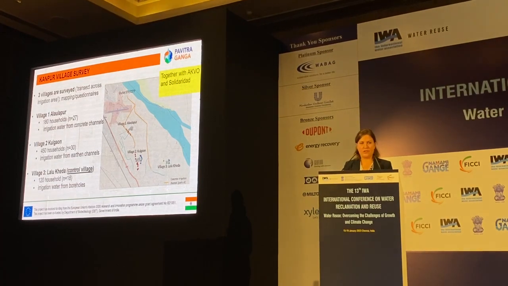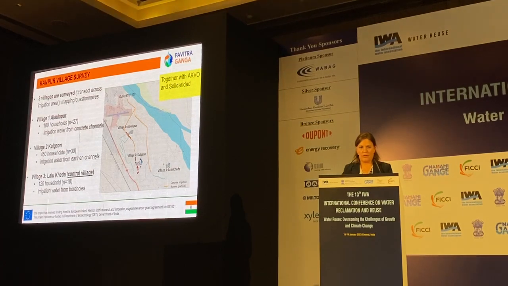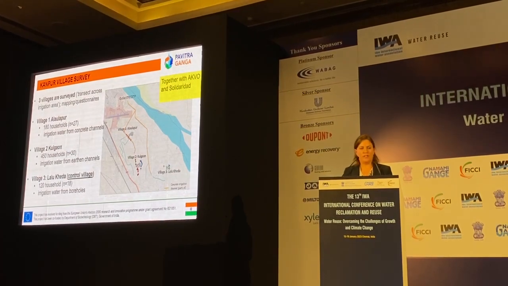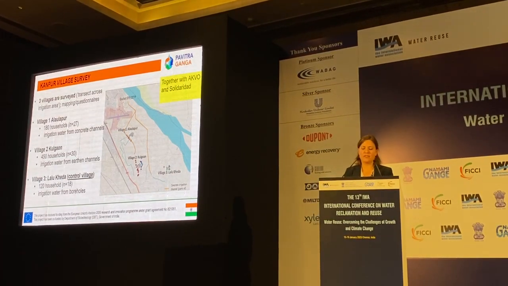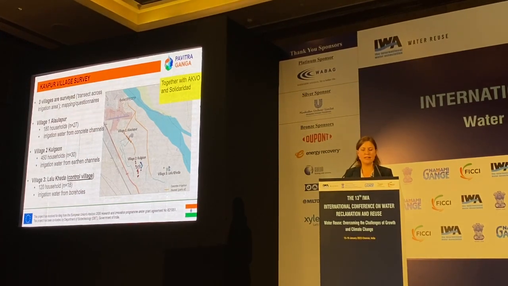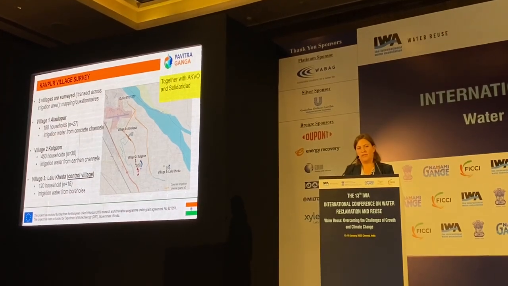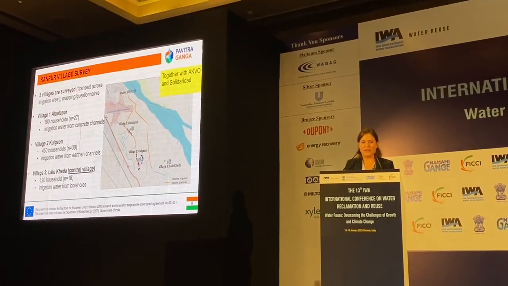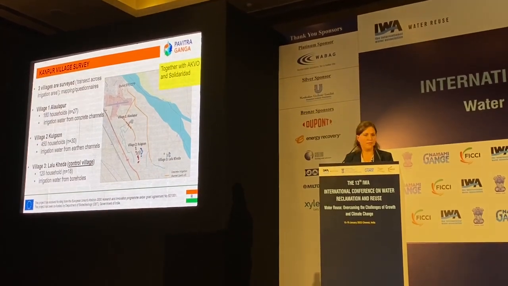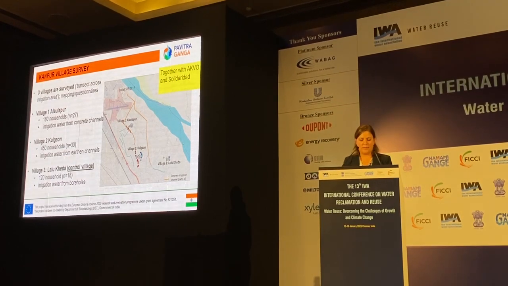So for the village survey, I said there are around 40 villages in the peri-urban area of Kanpur, and together with a local NGO called Solidaridad and our project partners Aqua, we had a close look at 3 villages, and they present a transect across the irrigation area. So we had the villages Alaulapur, Kulgaon and Ladukeda.